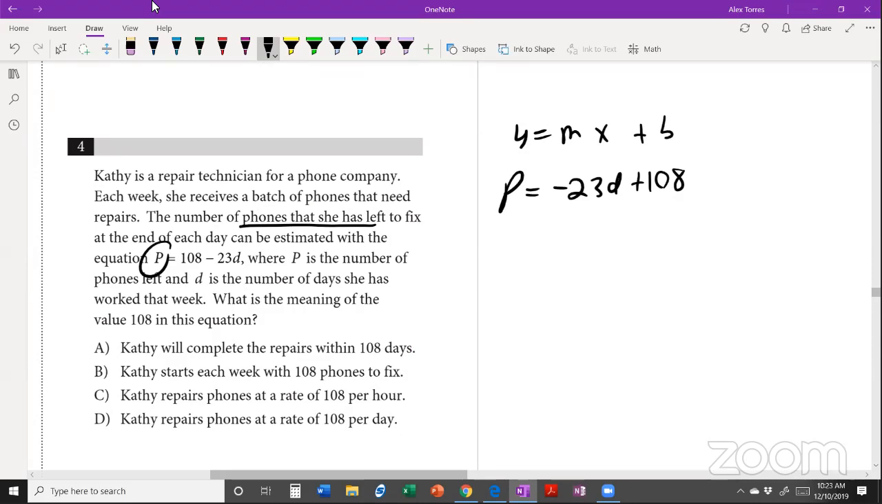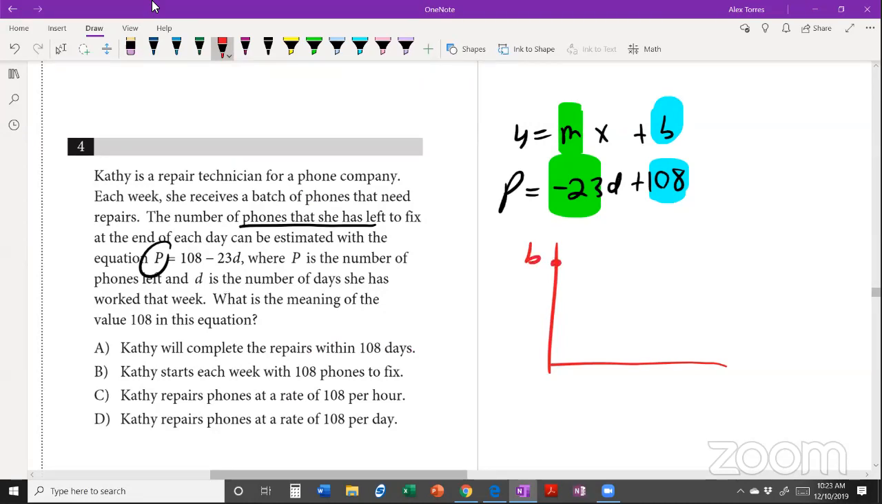In any case, this being a y equals mx plus b, the m is negative 23, the b is 108. And in terms of a linear y equals mx plus b equation, this means we start at 108. So the b is 108. And we're decreasing at the rate of negative 23 over 1.